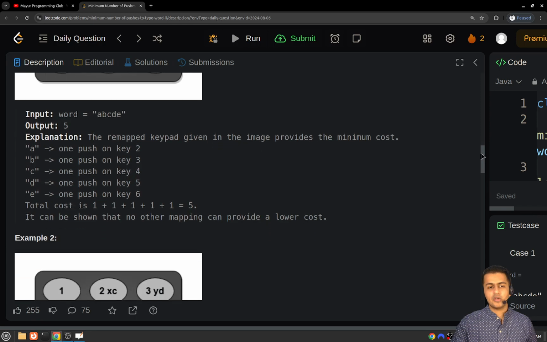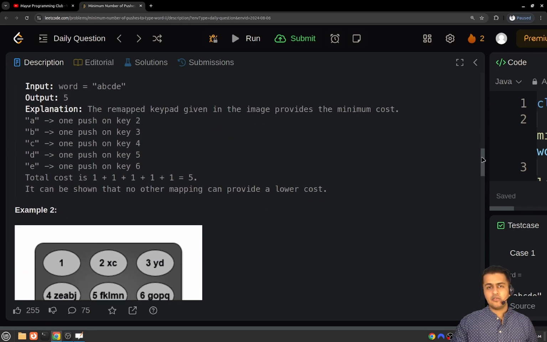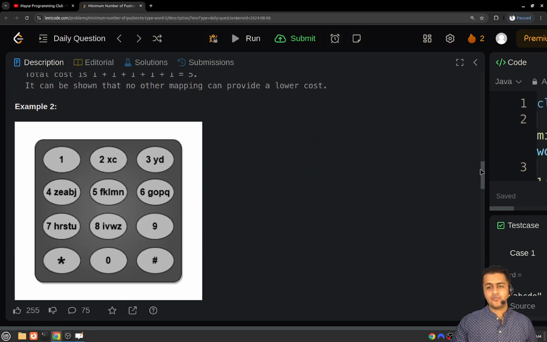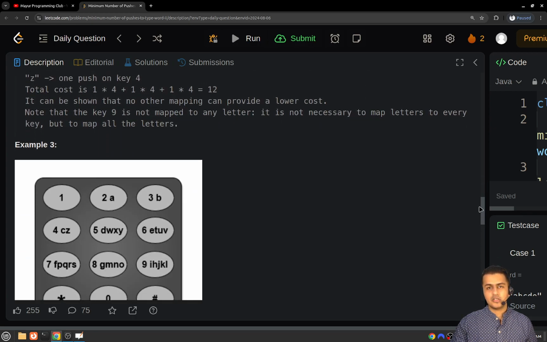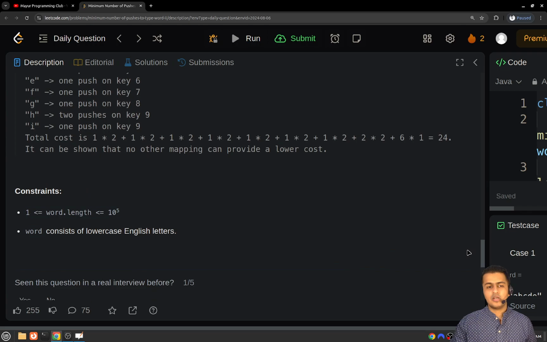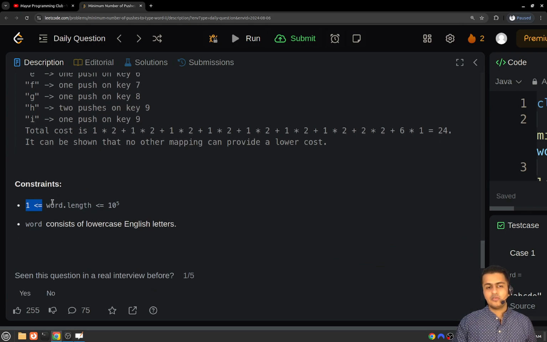Before thinking of an approach, let's have a quick look at the constraints also. According to the constraints, the length of the word that will be given to us to be typed is of order 10 raised to power 5, and each character in this word will be a lowercase English letter. So these are the constraints.